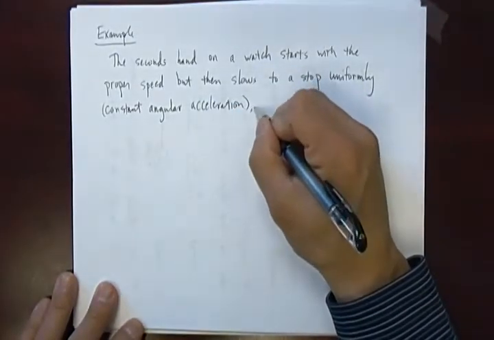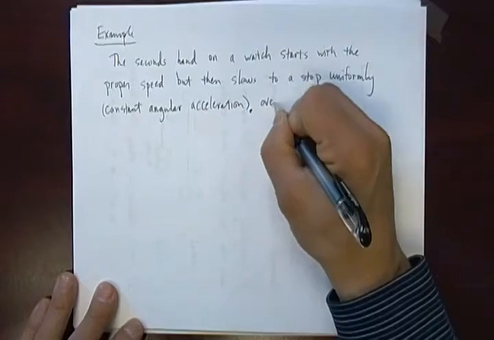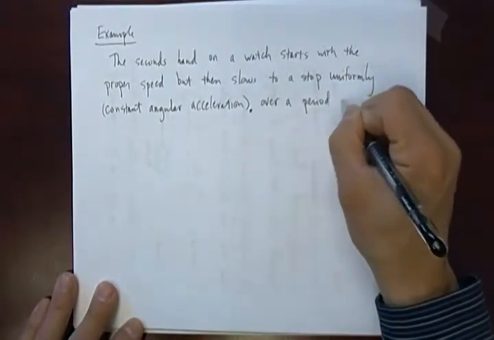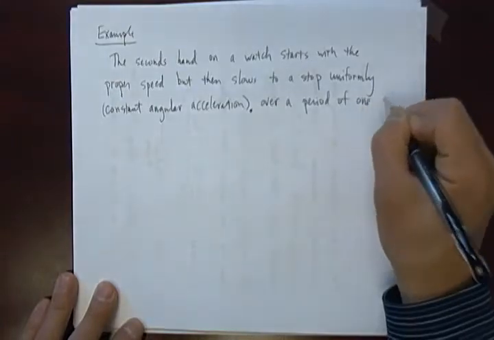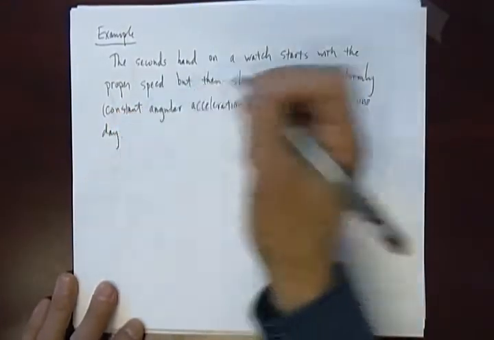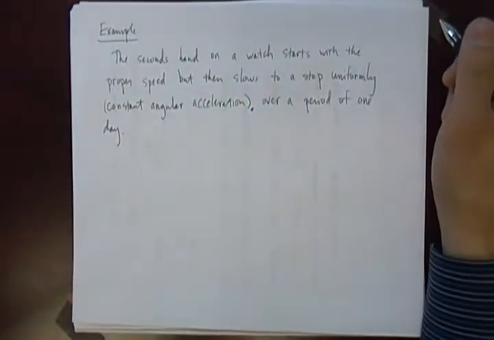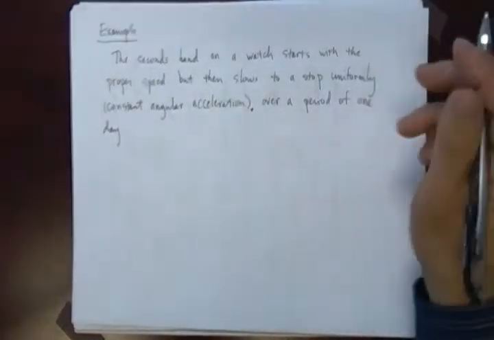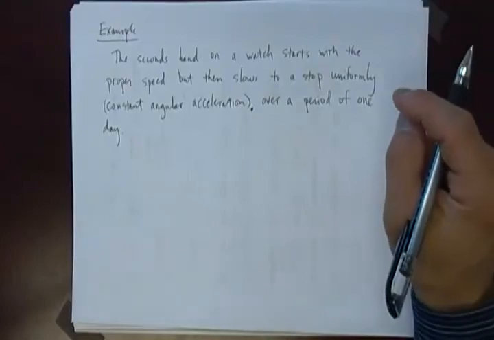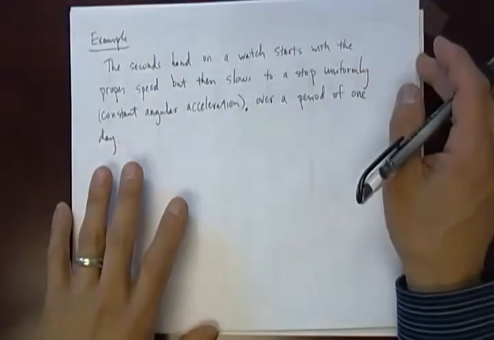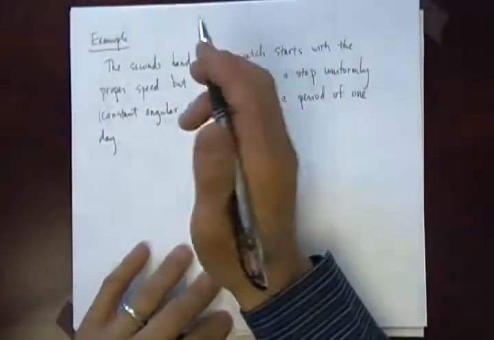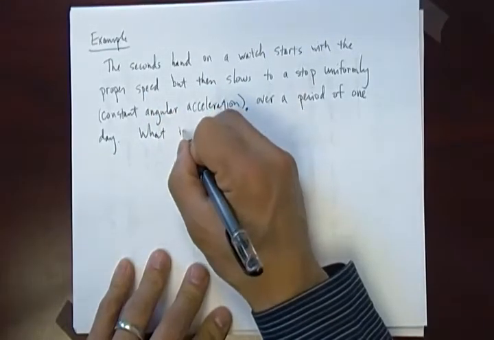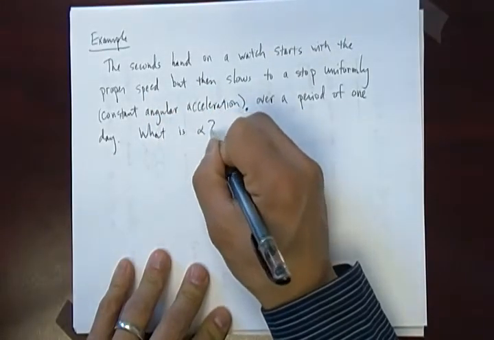But it does so over a period of 1 day. So this watch pretty much is slowing down, and the second hand, after exactly 1 day, is actually not moving, which is kind of bad. Now the question is, what is the angular acceleration alpha?